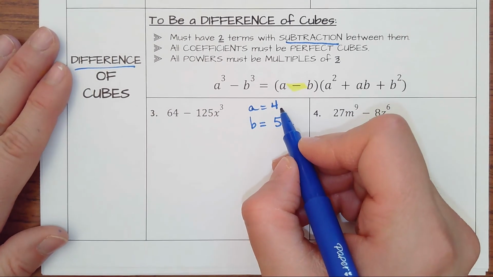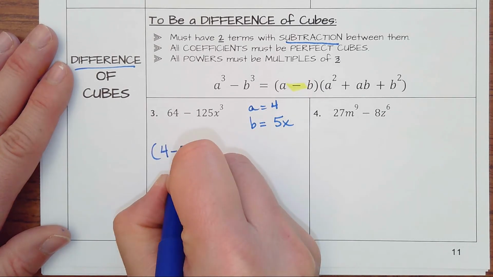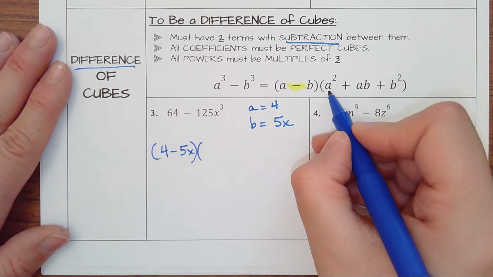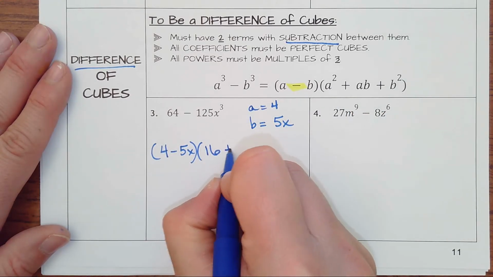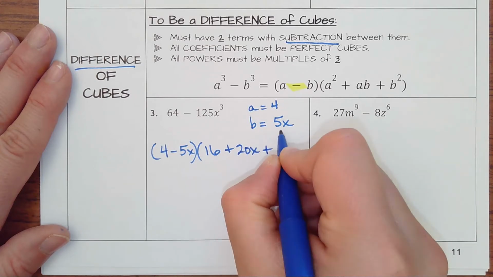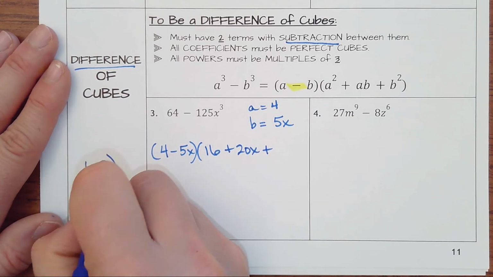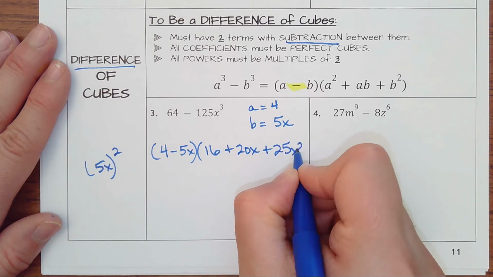Now my formula says to have my a minus my b. So it'd be 4 minus 5x. Then I need my a value squared. 4 squared is 16. Plus, multiply these would be 20x. Plus, make sure 5x, that whole quantity, is getting squared. That would be 25x squared. And that's all you can do.